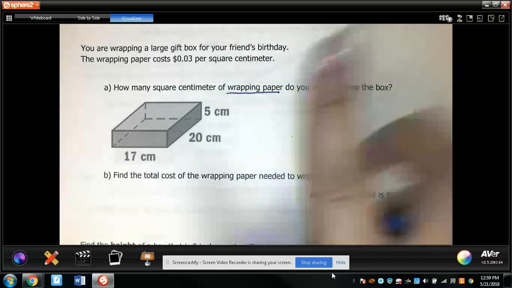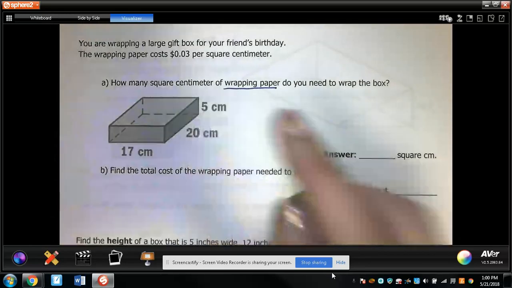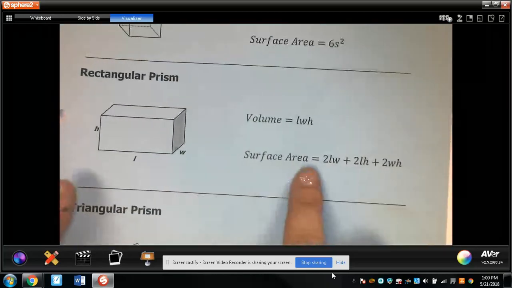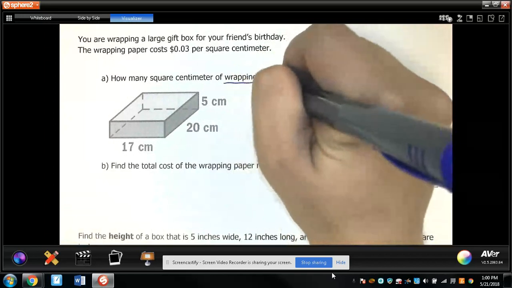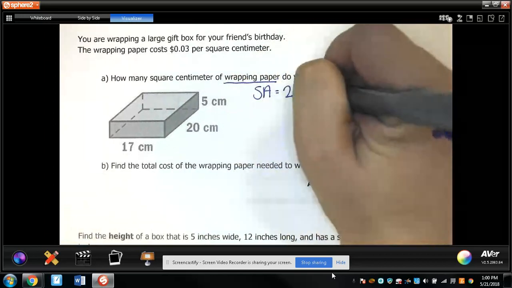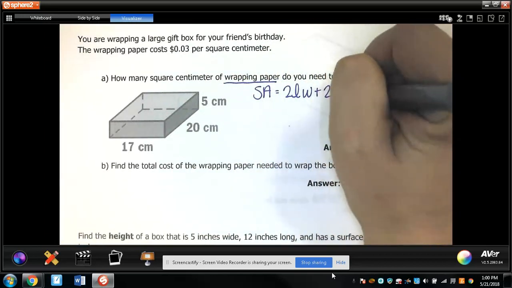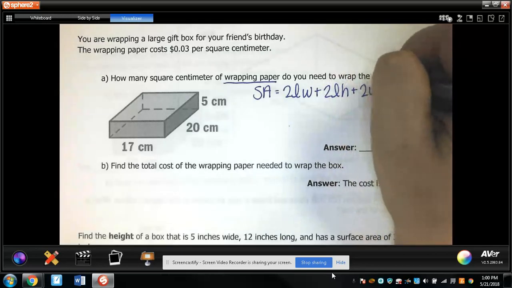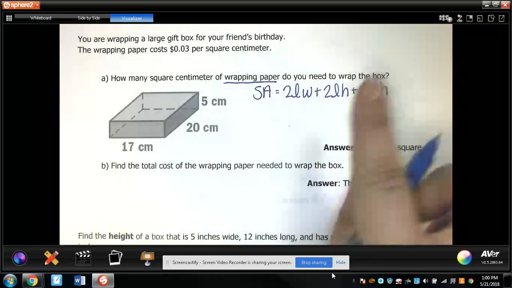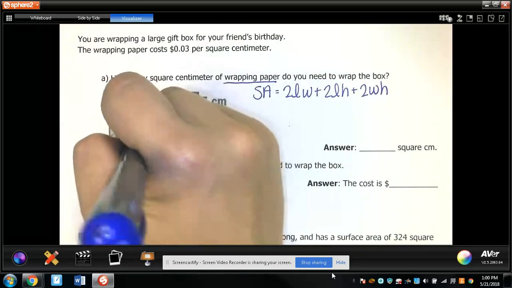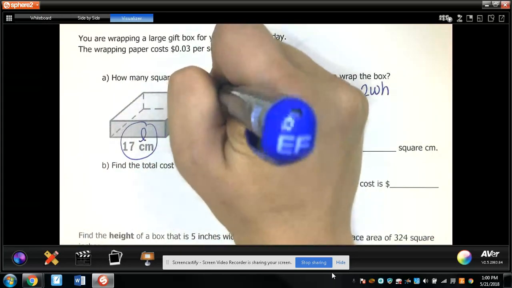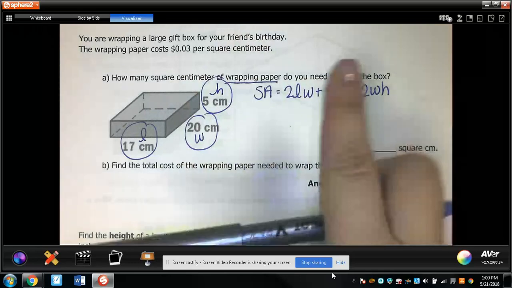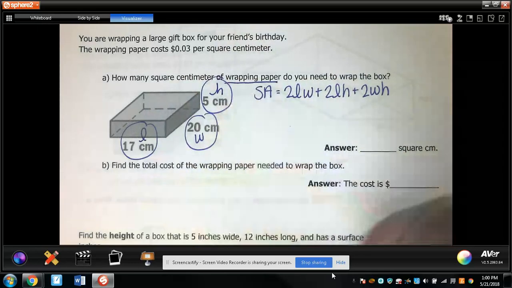So I'm going to write down the surface area formula for a rectangular prism, which I can find right here. So the surface area is 2 times length times width plus 2 times length times height plus 2 times width times height. And it helps if you go over here and say, here's my length, here's my width, here's my height. And that way, every time you see a variable, you can match it real quick.